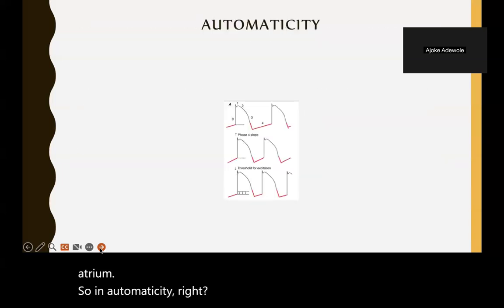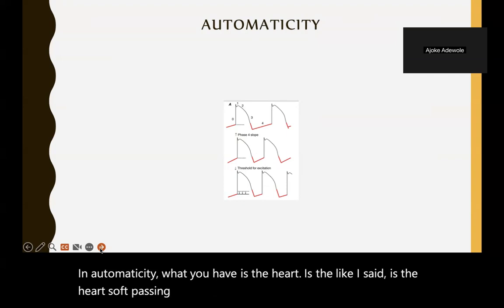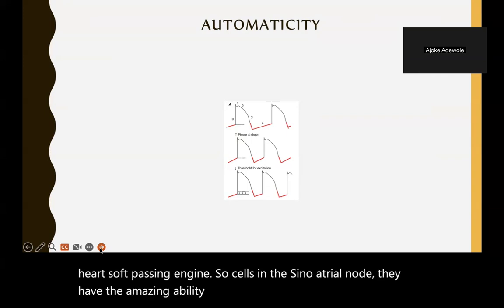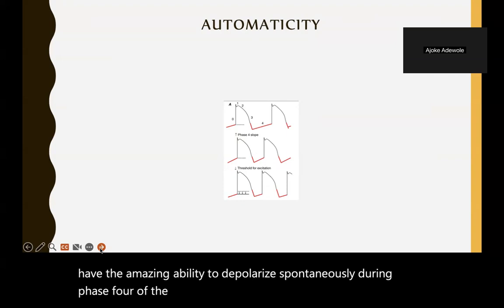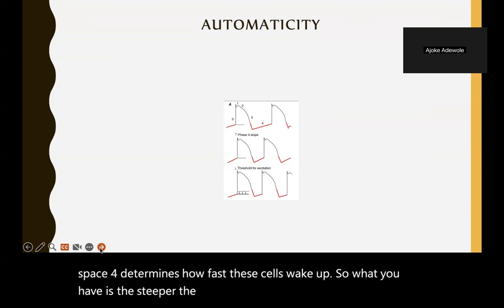In automaticity, like I said, it's the heart's self-starting engine. Cells in the sinoatrial node have the amazing ability to depolarize spontaneously during phase 4 of the cardiac action potential. The slope of phase 4 determines how fast these cells wake up. The steeper the slope, the faster the heart rate.